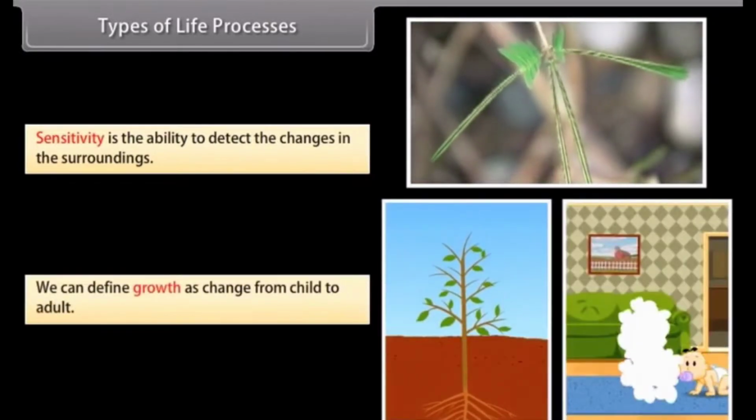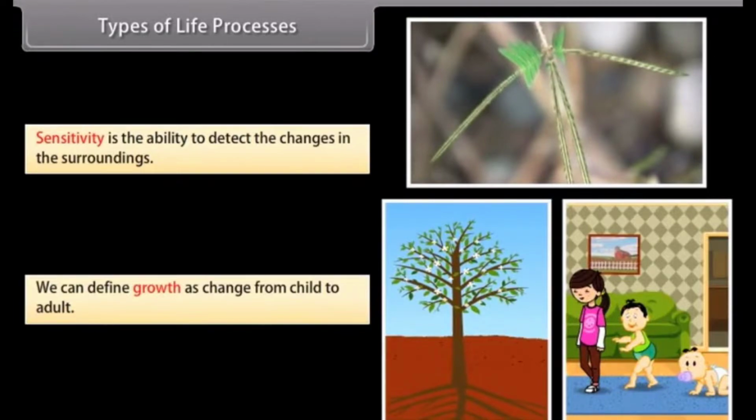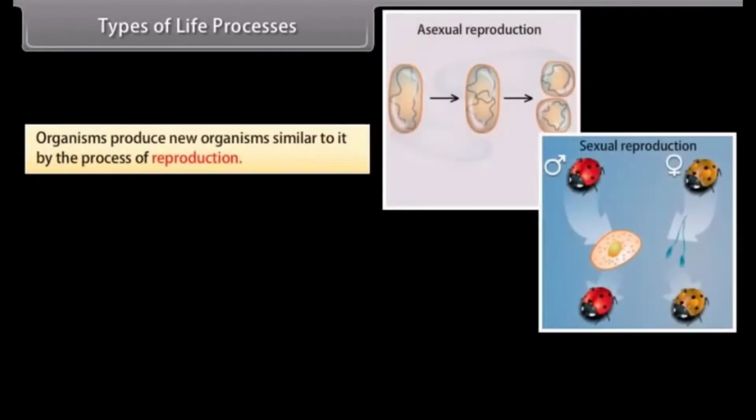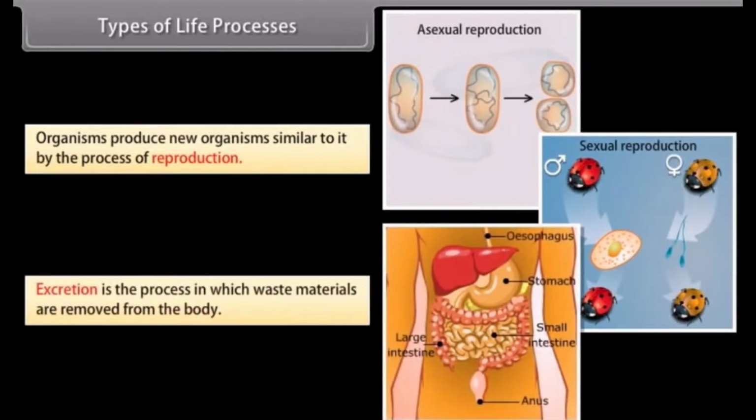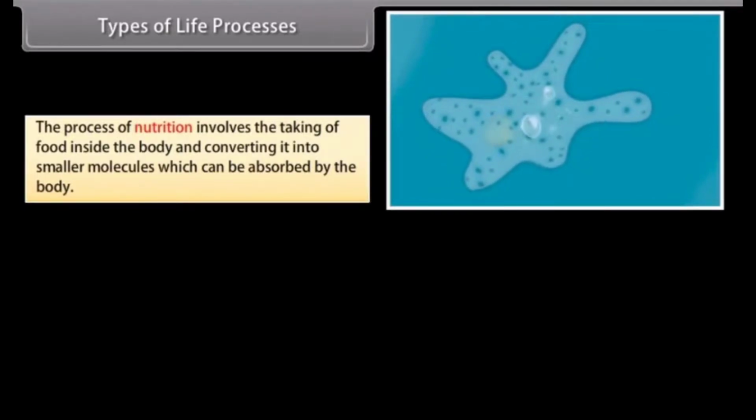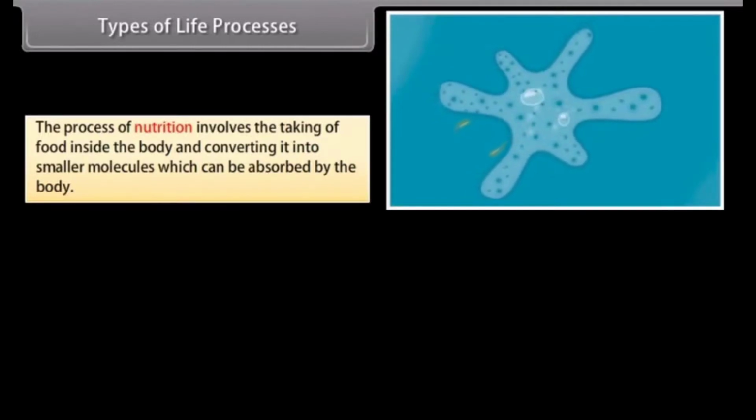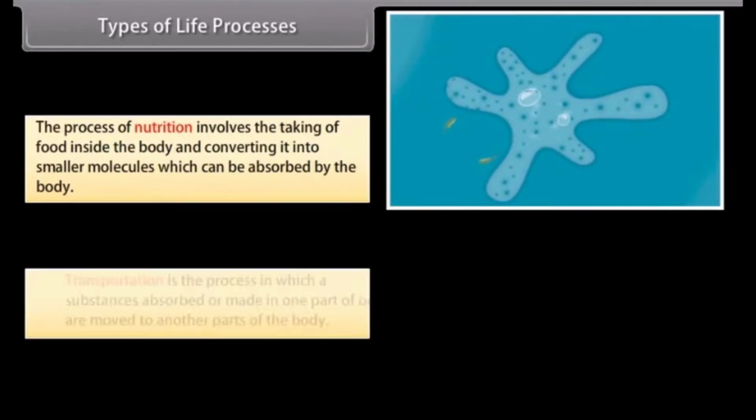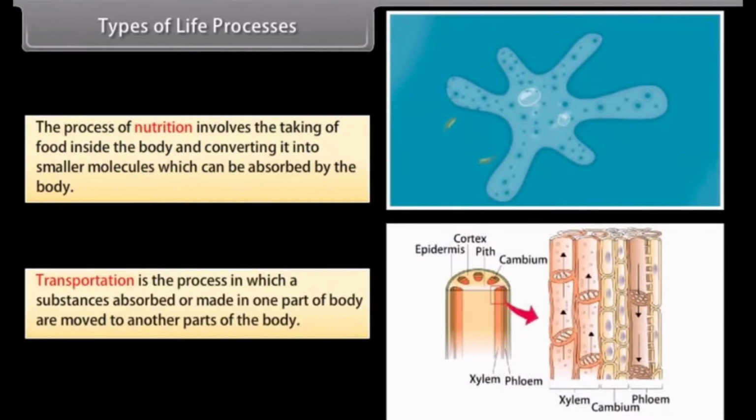We can define growth as change from child to adult. Organisms produce new organisms similar to it by the process of reproduction. Excretion is the process in which waste materials are removed from the body. The process of nutrition involves the taking of food inside the body and converting it into smaller molecules which can be absorbed by the body. Transportation is the process in which a substance absorbed or made in one part of body is moved to other parts of the body.